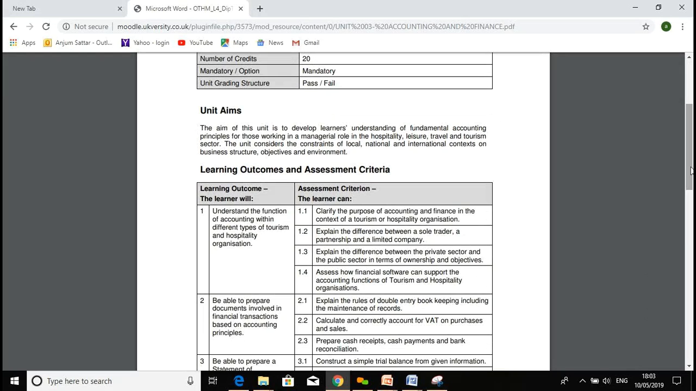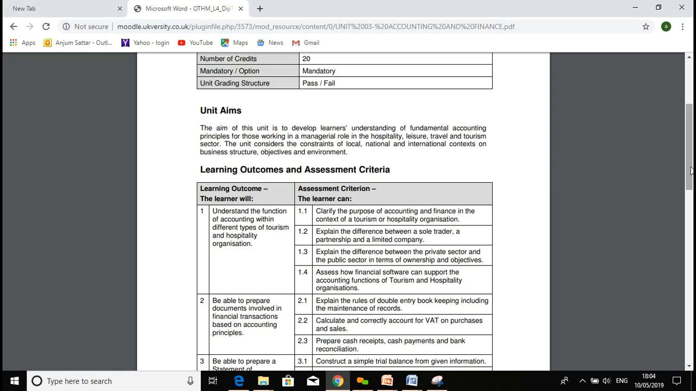In LO1, we learned to understand the function of accounting within different types of tourism and hospitality organization, where we discussed various types of organization. We discussed transactions, sole trader, one-person business, and partnership between two or more persons, up to a maximum of 20 under the Partnership Act 1890. Then we discussed limited company, which can be registered as private limited or public limited, regulated under the Companies Act 2006. To register a company, we register at Companies House.